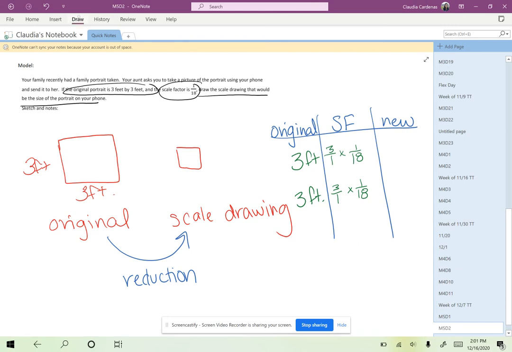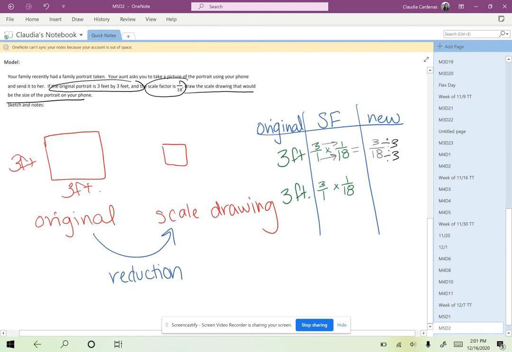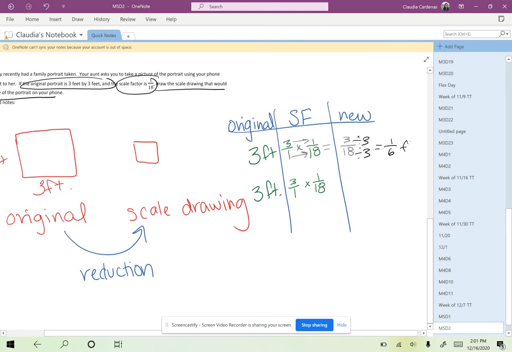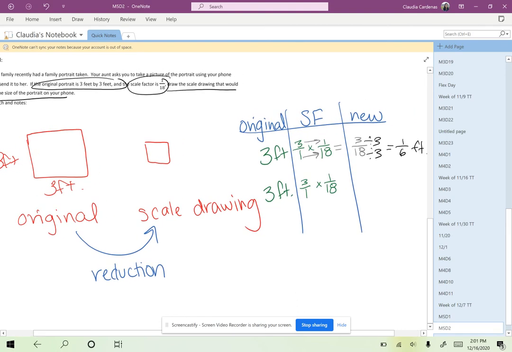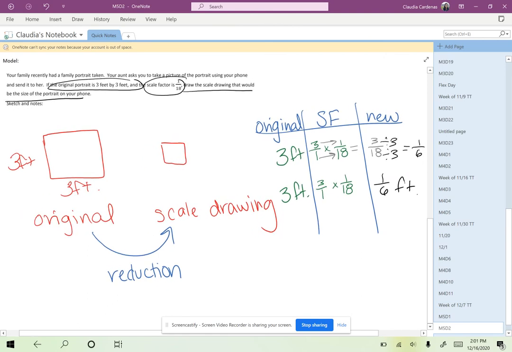And so let's go ahead and review how we multiply fractions. We are going to multiply across. So we get 3 over 18, but I know that I can simplify that fraction by 3 on the top and the bottom. And so we end up with 1 over 6, and more specifically 1/6 of a foot. So that means we have the same thing here for this side. And so now that we have our new dimensions, we can go ahead and add this to our drawing.